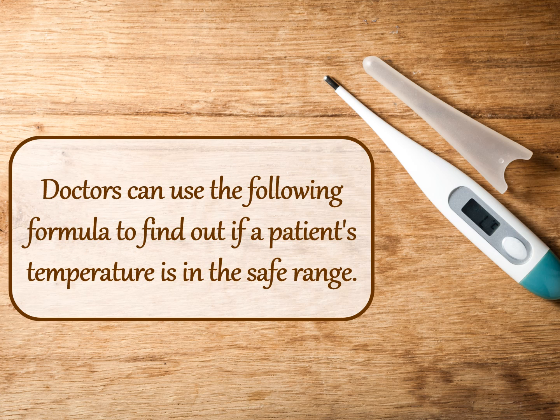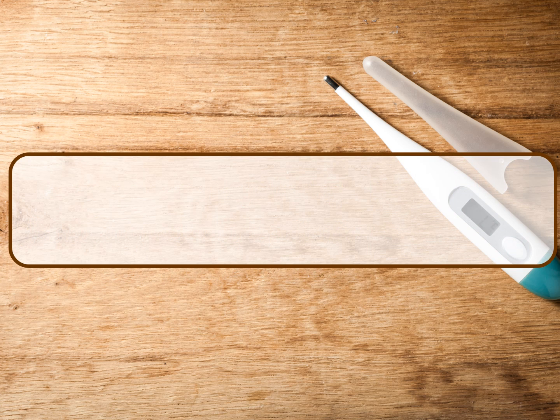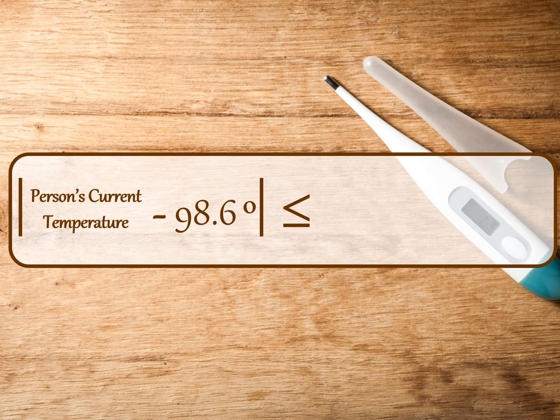Doctors can use the following formula to find out if a patient's temperature is in the safe range. First, they find the difference between the person's current temperature and 98.6 degrees. They convert that value to its absolute value, and if its absolute value is less than or equal to 0.5 degrees, that person has a safe body temperature.